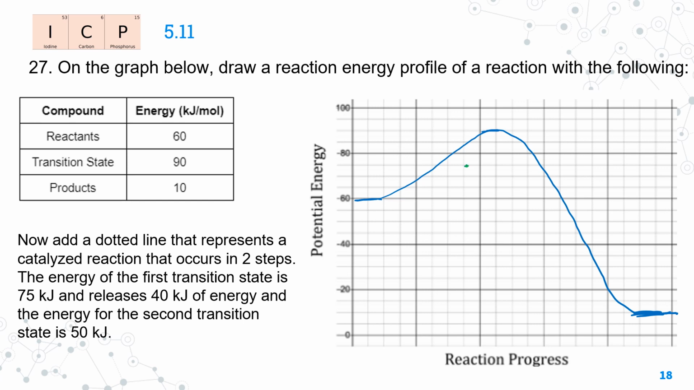It releases 40 kilojoules of energy. So I have to go down 40 kilojoules. So 5, 10, 15, 20, 25, 30, 35, 40. And the energy for the second one is 50 kilojoules. Oh, we're going to have to move that one over a little bit. And then 50 kilojoules is there. So remember that I start at the same spot. I go up, down, up, and end at my products. Let me make my lines a little better.